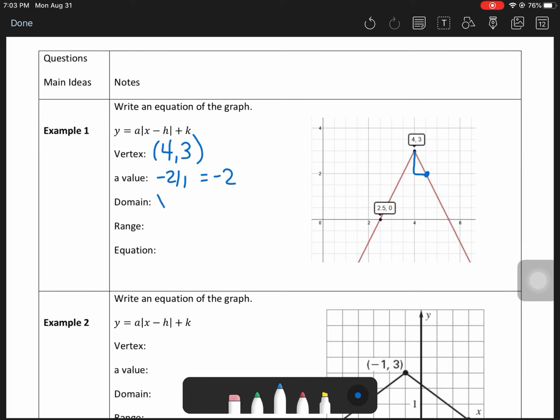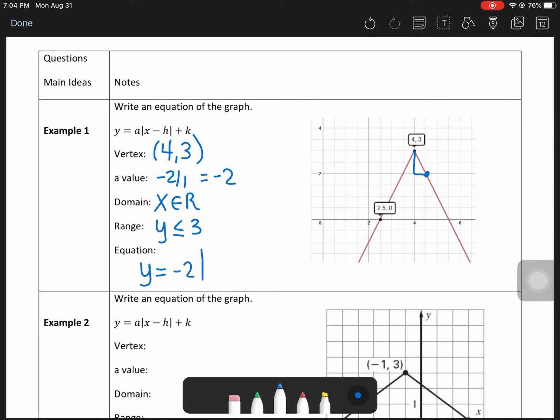We continue to remember that our absolute value function opens infinitely left and right, which is our x values. So x is an element of the reals. And because our absolute value function is opening down, y is going to be less than or equal to our k value, which is 3. So to write the equation now, we just have to substitute the values in.